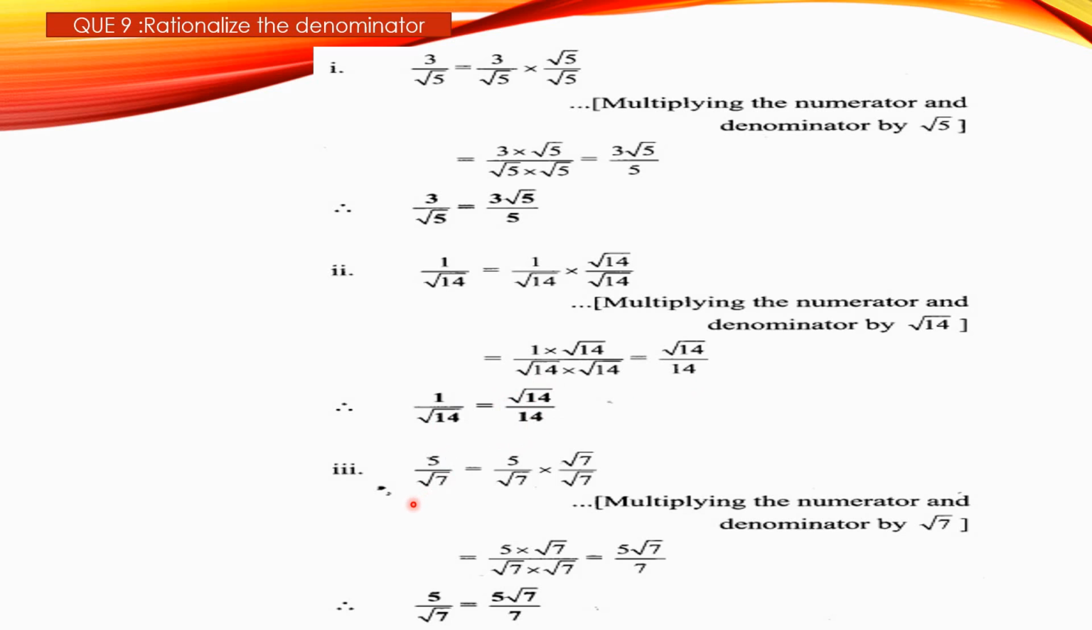Third question is 5 upon root 7. So we will multiply root 7 with the numerator and denominator. So we get it as 5 upon root 7 multiplied by root 7 upon root 7. So 5 multiplied by root 7 will be 5 root 7 and root 7 multiplied by root 7 will be equal to 7. So 5 upon root 7 is written as 5 root 7 upon 7.